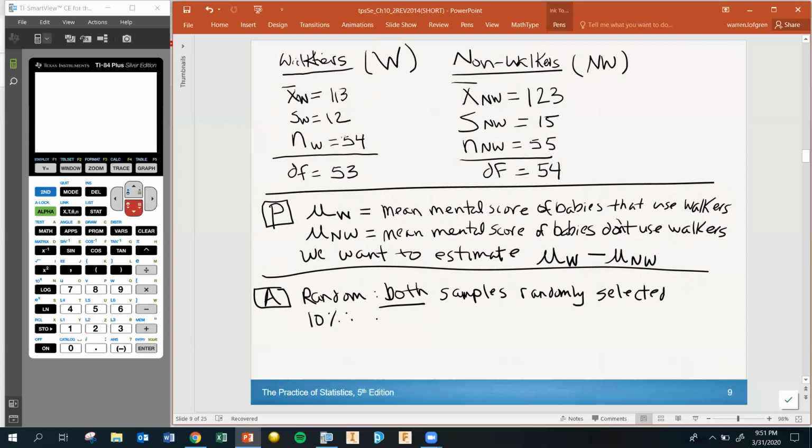So you might remember the easy way we check that. I have no idea what the population of babies that use walkers or don't use walkers is, but I am pretty sure that there are over, what do we have, 54 babies that used walkers. So I know there are over 10 times that, over 540 babies that use walkers, and over, what do we got here, 55 in that sample. So over 550 babies don't use walkers.